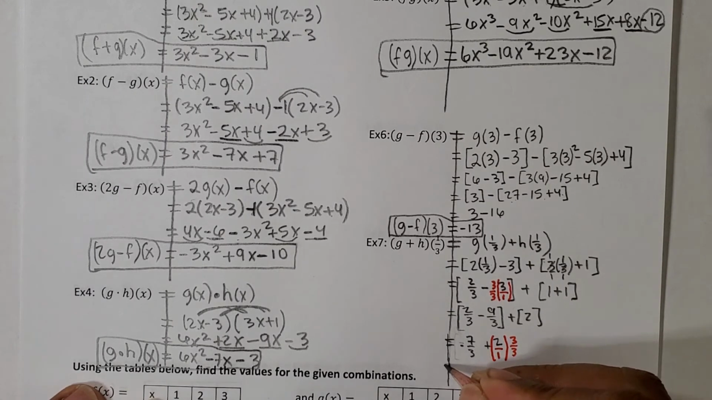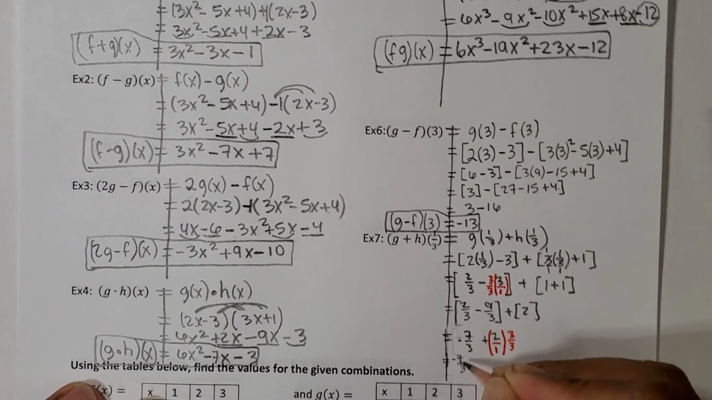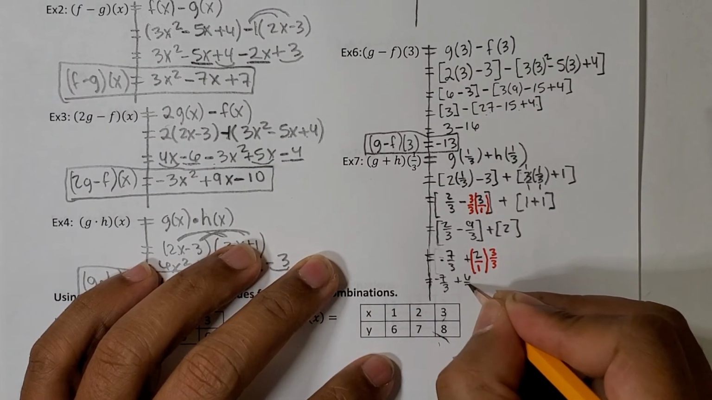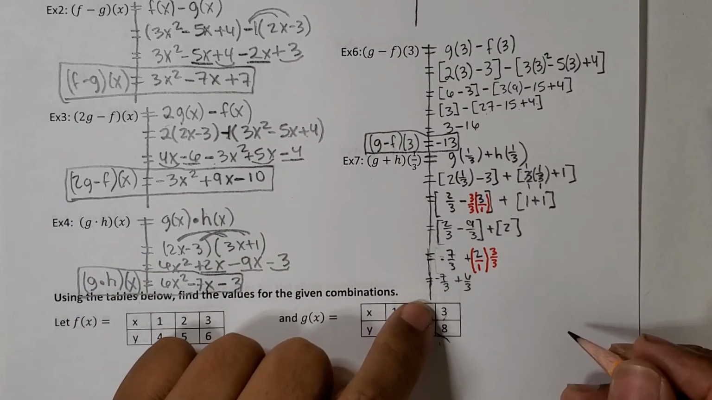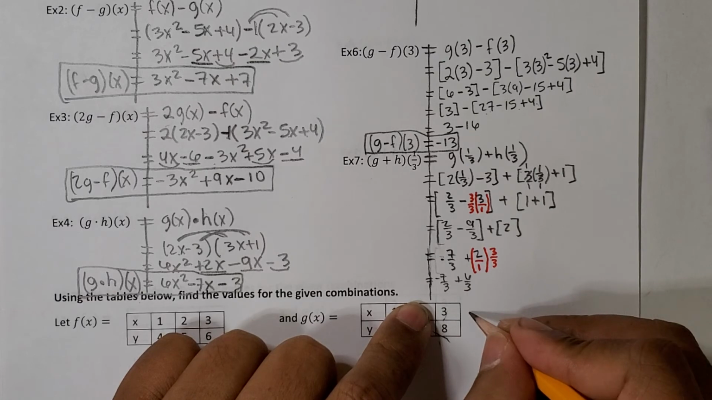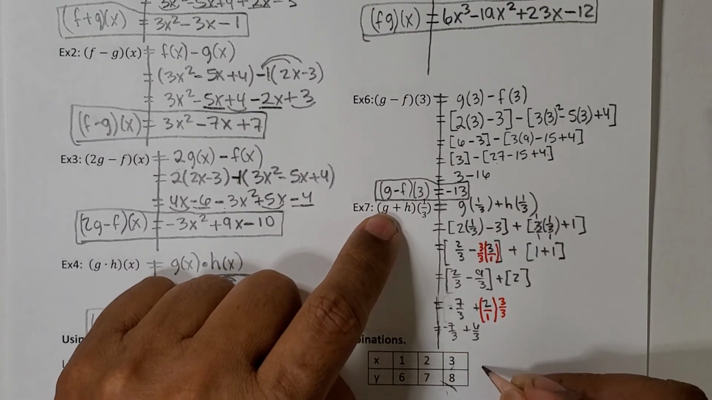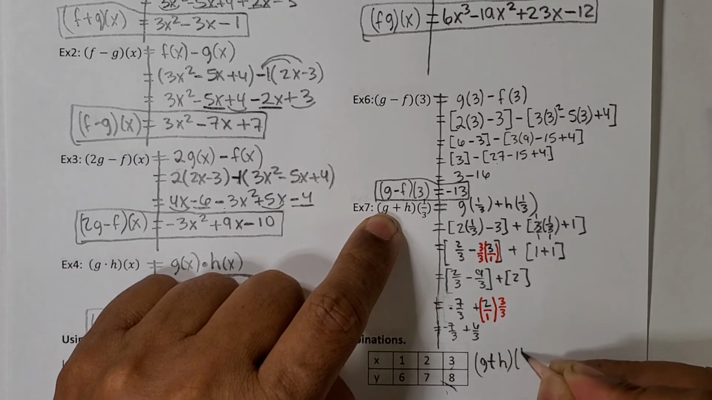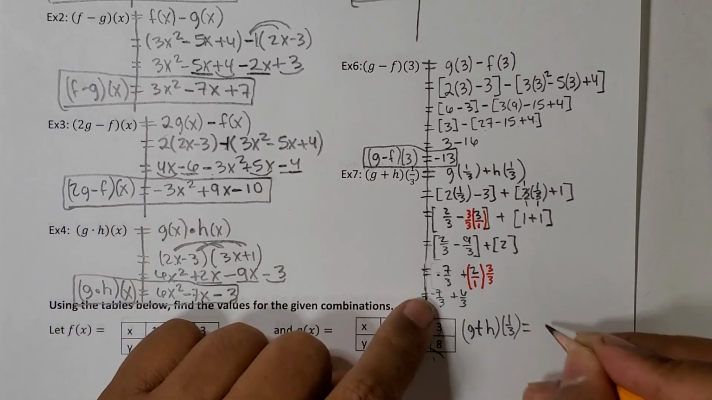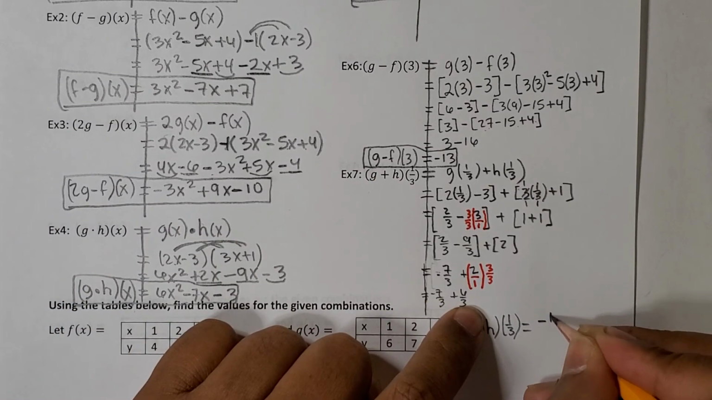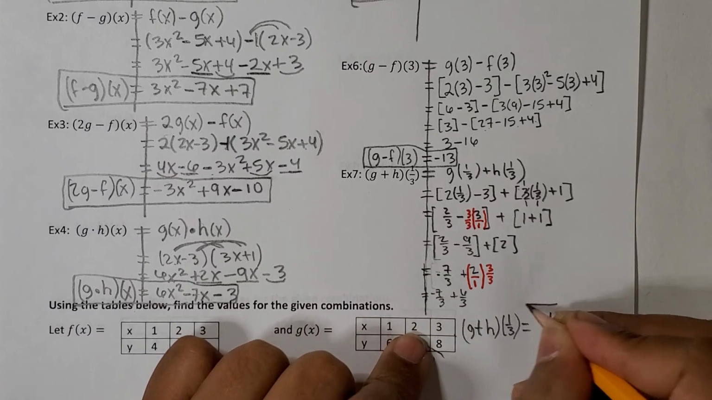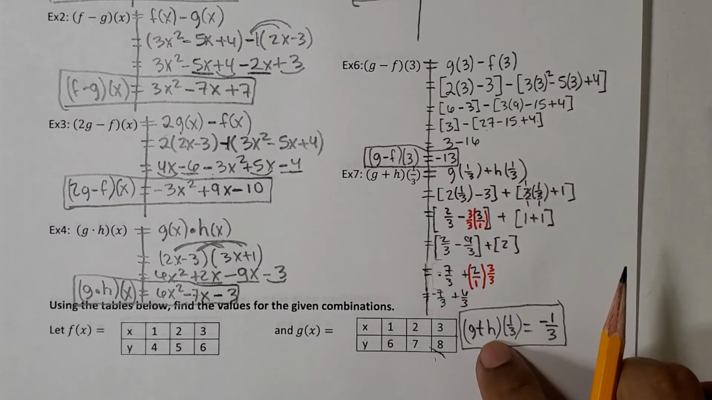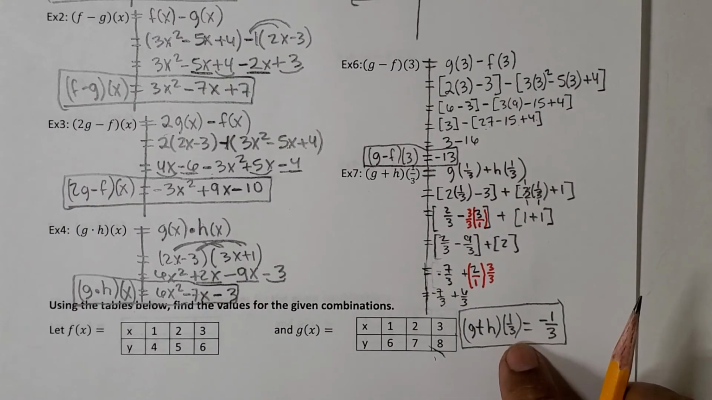So then this is going to be negative 7/3 plus 6/3. And since I'm running out of space, I'm going to bring this one all the way down here. So then I have g plus h of 1/3 is equal to negative 7 plus 6, which is negative 1, so negative 1/3. So this is the value for the combination of these two functions when x is equal to 1/3 on both functions.